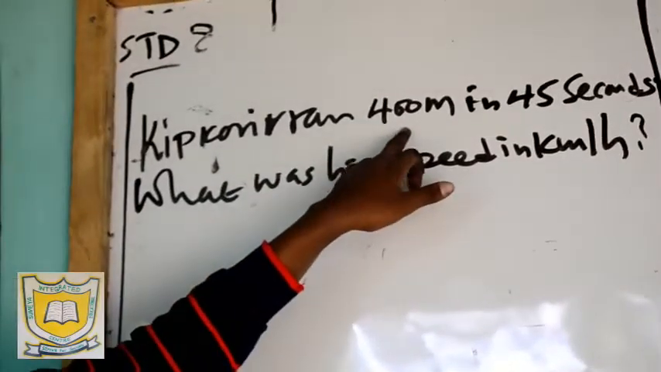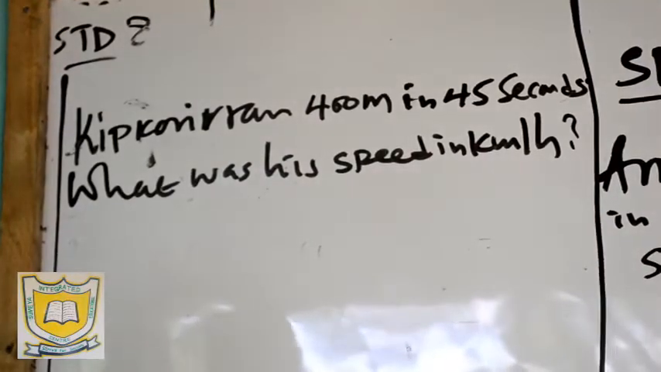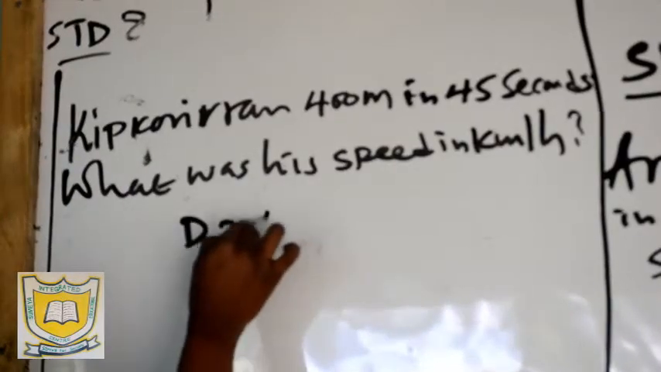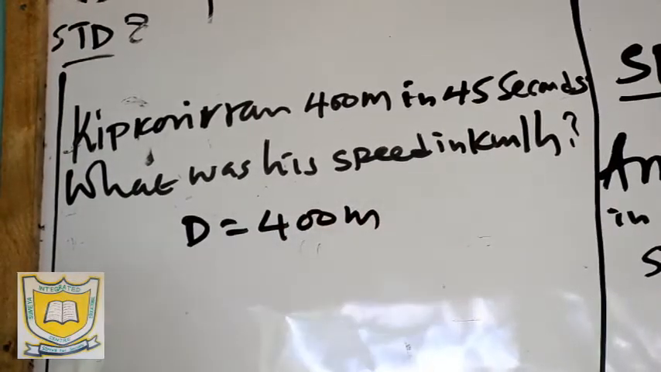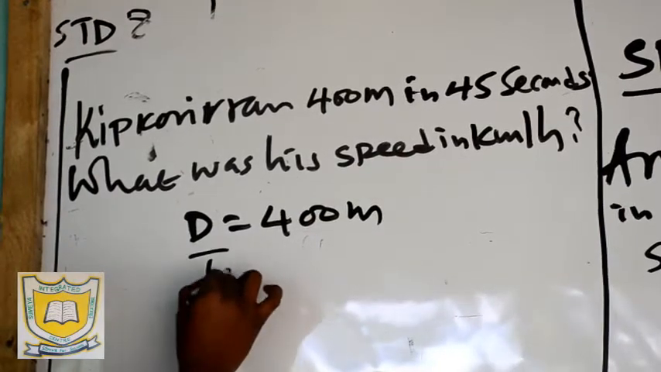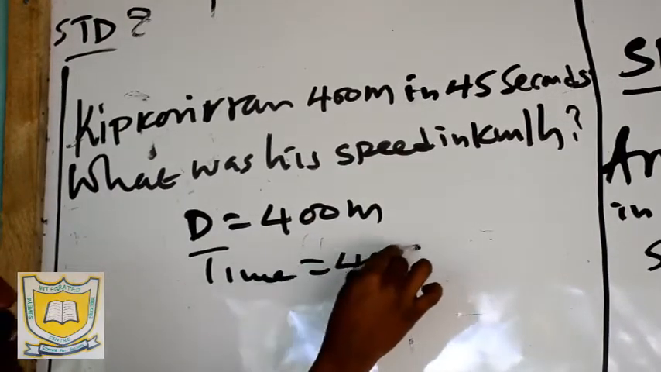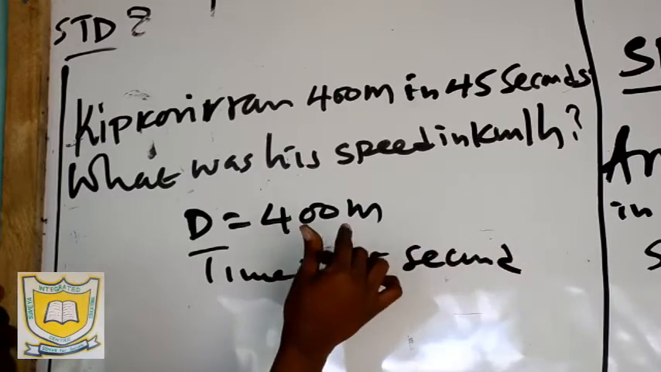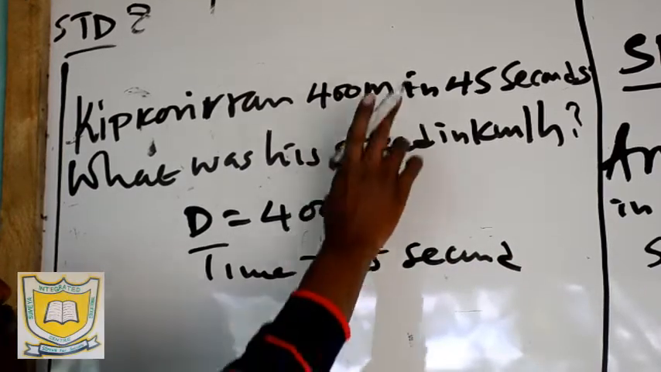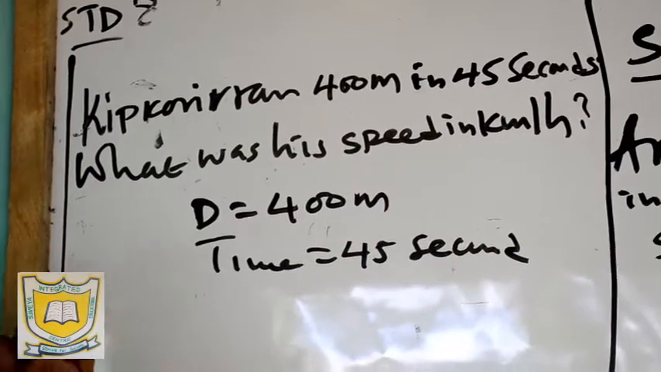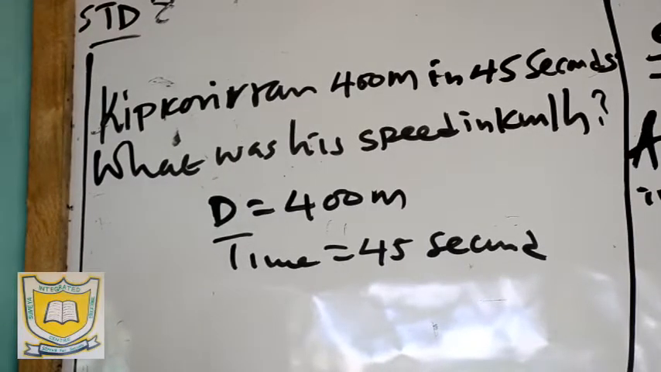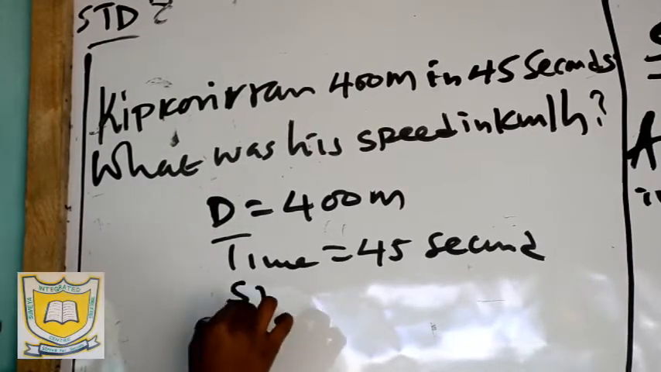Kipkorir ran 400 meters. That is the distance. 400 meters in 45 seconds, that is time. So if you see meters or kilometers alone, I say that is the distance. If you see kilometers per hour or meters per second, that is speed. So they're asking now the speed.